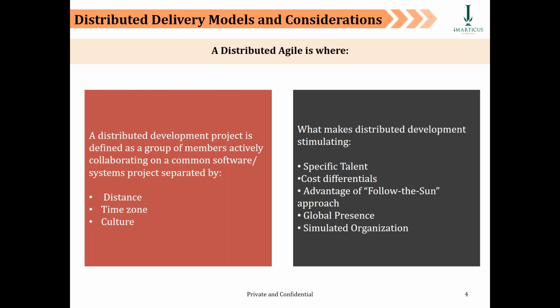First, guys, let's look at the delivery models. So you say, hey, we got a project to deliver, and we got to deliver it in agile mode. All right, fantastic. So where does distributed agile work? A distributed development project is, as the name suggests, distributed. It is defined as a group of members actively collaborating on a common software system, but separated by distance, time zone, and culture. So imagine now that you have a reasonable flair of the agile way of working.